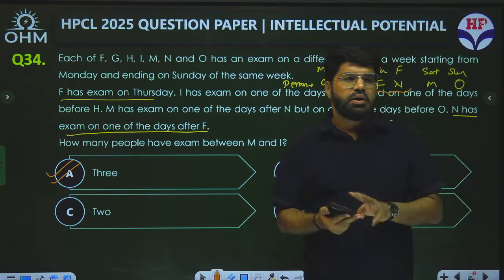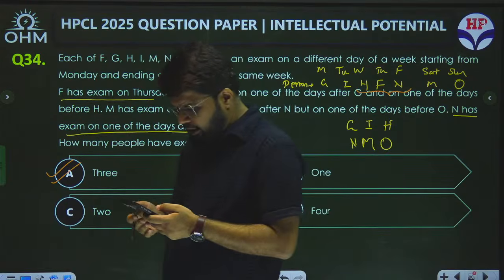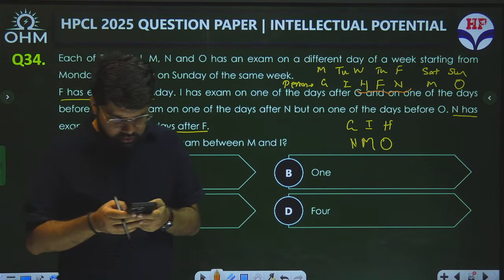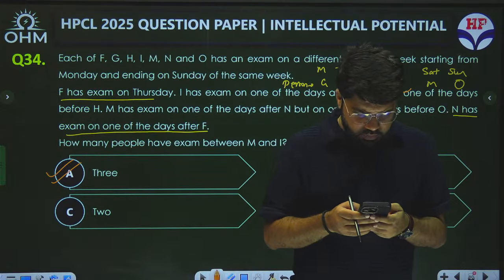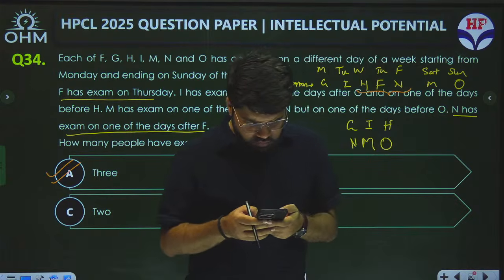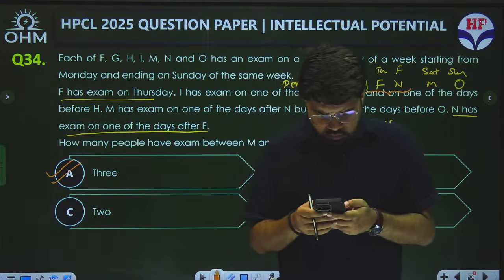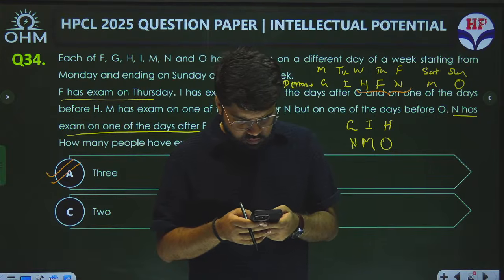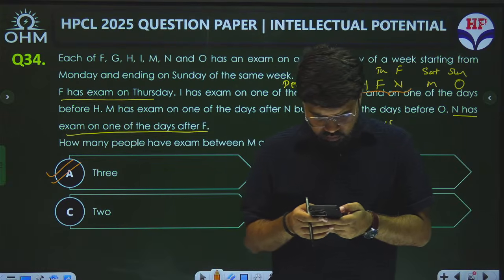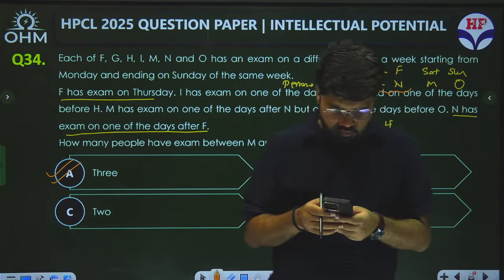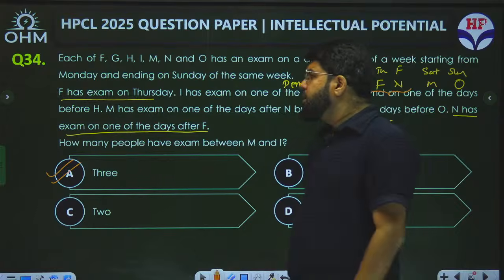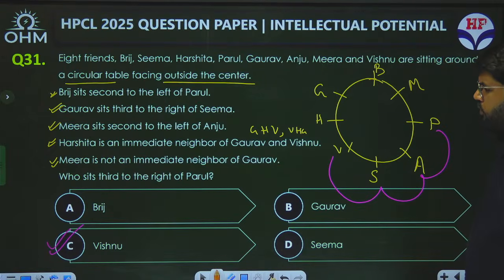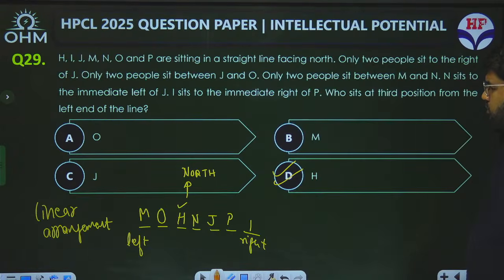Okay, this was the 34th and the last question of intellectual potential, and also definitely the last question for the session as well. All 68 questions, as I told you, we would do, and we have done all 68 questions.